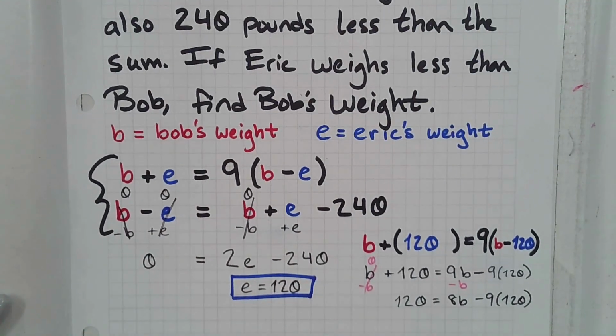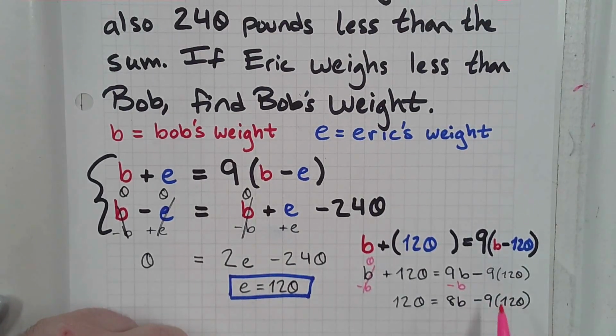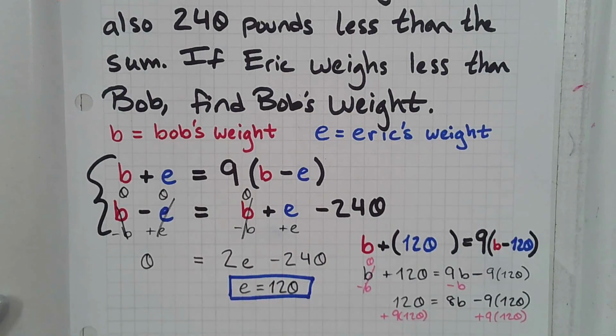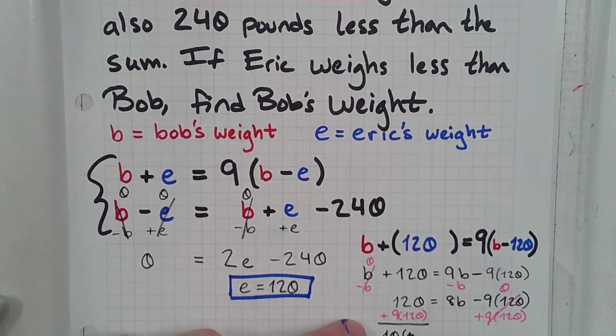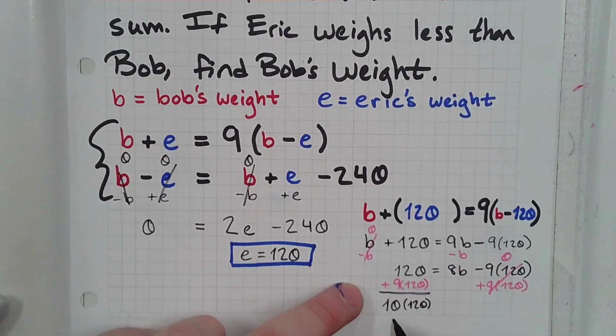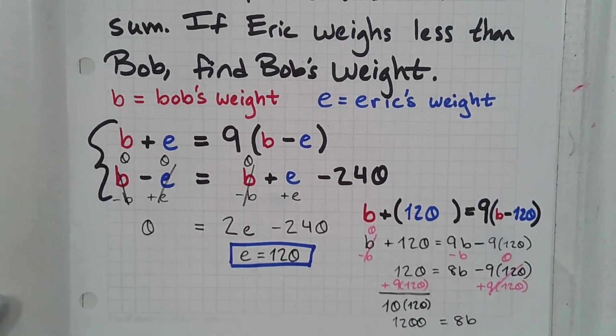So when I get my regular numbers together, I can add this entire term over, and I think you'll see that this becomes 0. That's why I did it. But over here, I have one 120, right? Just one of them, right? And I've got 9 of them here. So what I end up with is 10 120s, which is actually pretty easy to do in your head. That's 1, 2, 0, 0. And of course, that equals 8b.